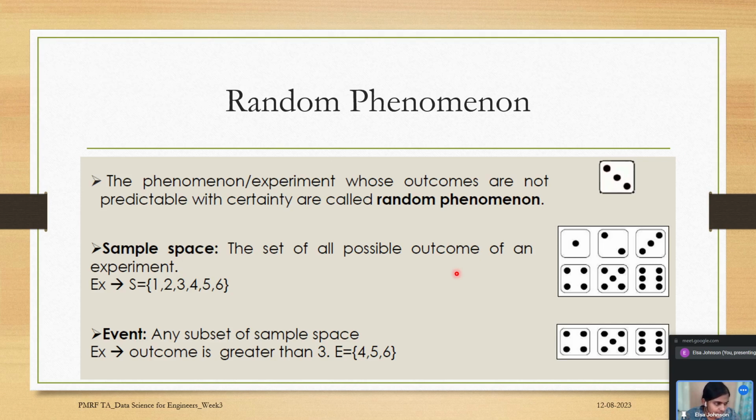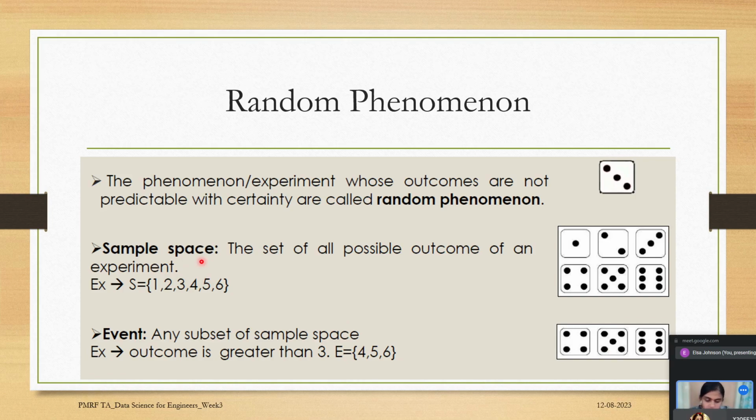Okay. In between, if there is any doubt, you can put your questions in the chat window. In the sample space, an event is any subset of the sample space, and it is given by, for example, E equal to {4, 5, 6}. So if you are taking the cases where the die shows 4 or 5 or 6, then you can say that it is an event. This event will be a subset of the sample space.